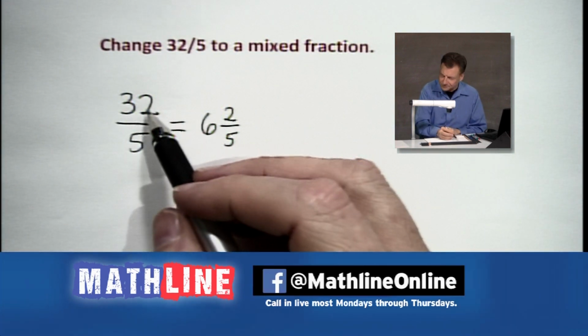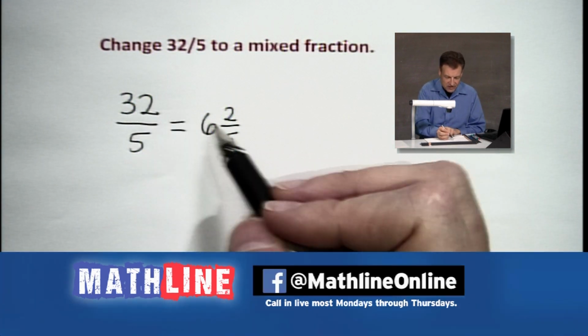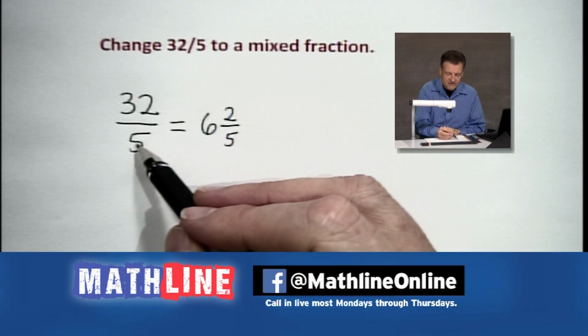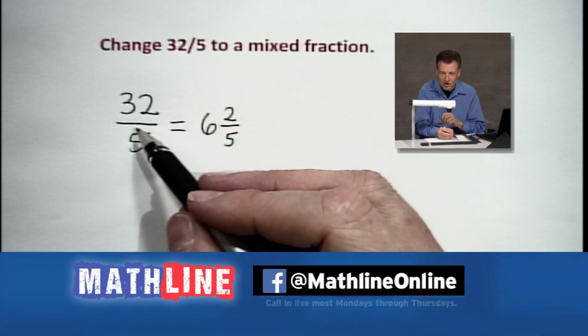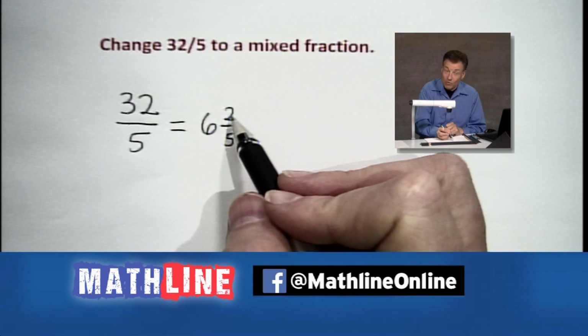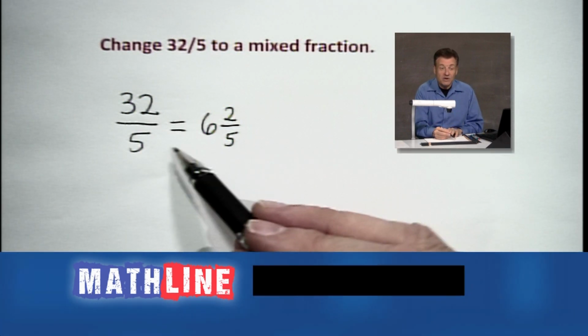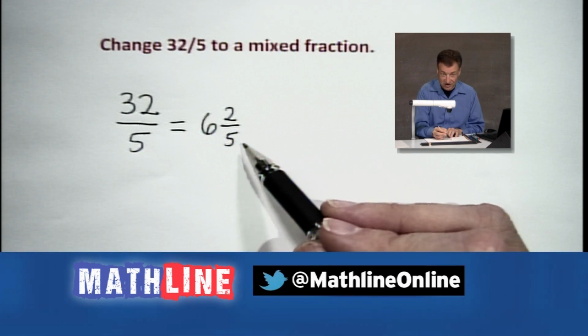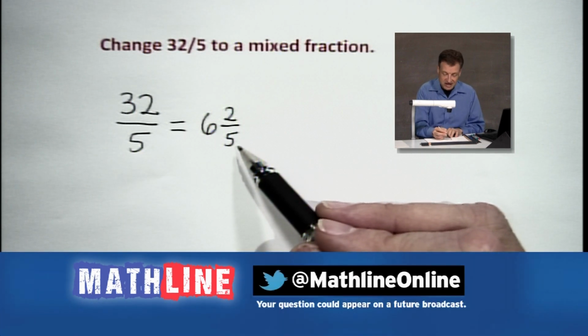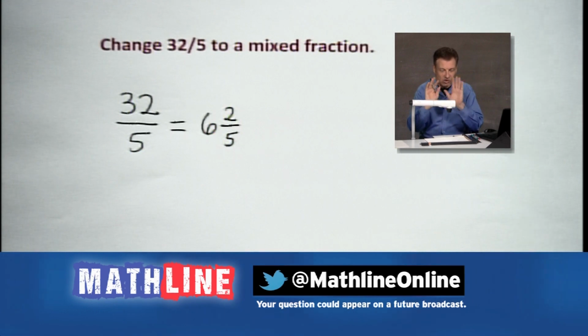So again, divide it, you get the 6. Multiply times the 5, you get 30. Subtract it from your 32. And what's left over is your numerator. What you had to begin with as a denominator stays there. 32 doesn't come back into the problem at all. It's got a whole different look, okay? And that's your final answer.